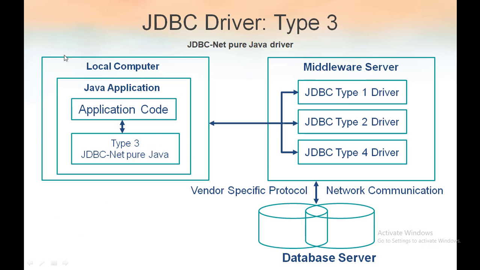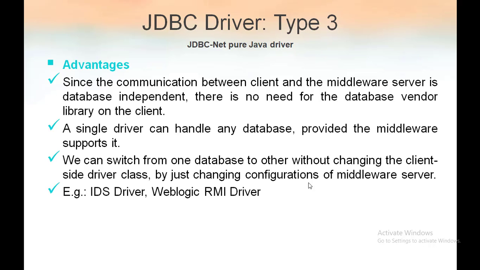Diagram of type 3 driver. Local computer includes Java application. In Java application, application code and type 3 driver are available. Here middleware server is there because type 3 driver supports 3-tier architecture. Different drivers are available and middleware server is connected with database server. This driver supports indirect connection because your application is not directly connected with database server. Middleware server is available.